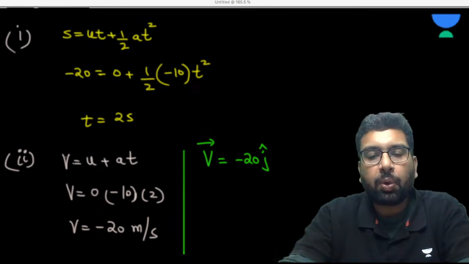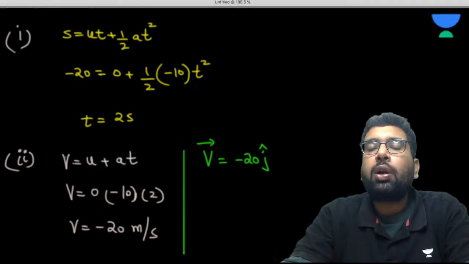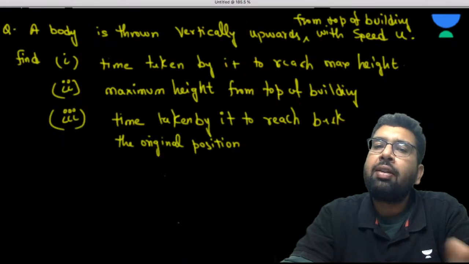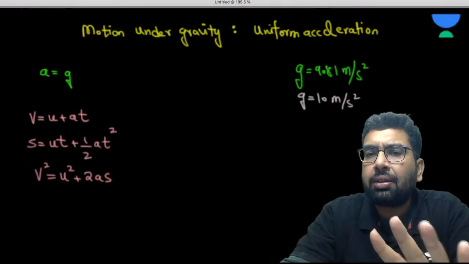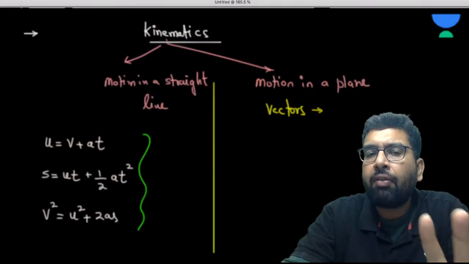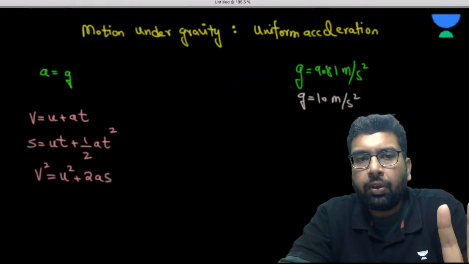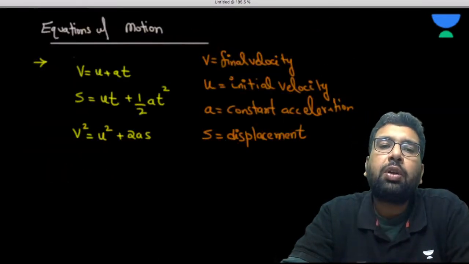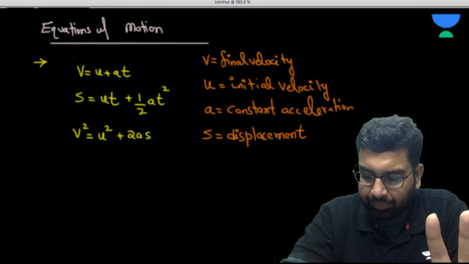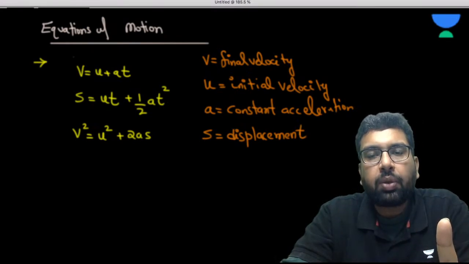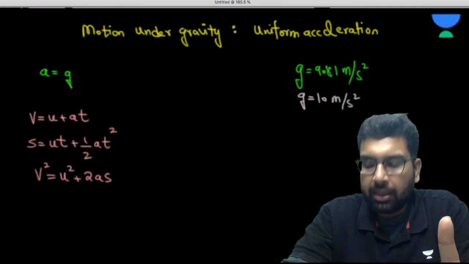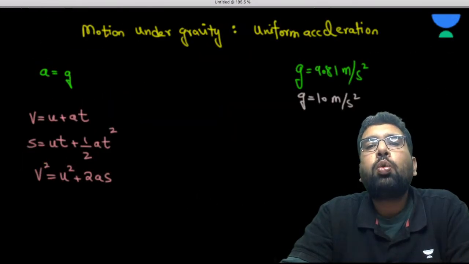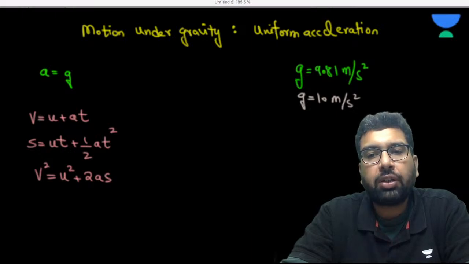See, what we have spoken about today: we were talking about the motion under constant gravity, and I want to complete it today. So I'll just take a moment to tell you what we have. You are aware of these equations: v is equal to u plus at, s is equal to ut plus half at square, v square is equal to u square plus 2as. Now please understand this. Motion under gravity is nothing but the motion under constant acceleration because g is constant.